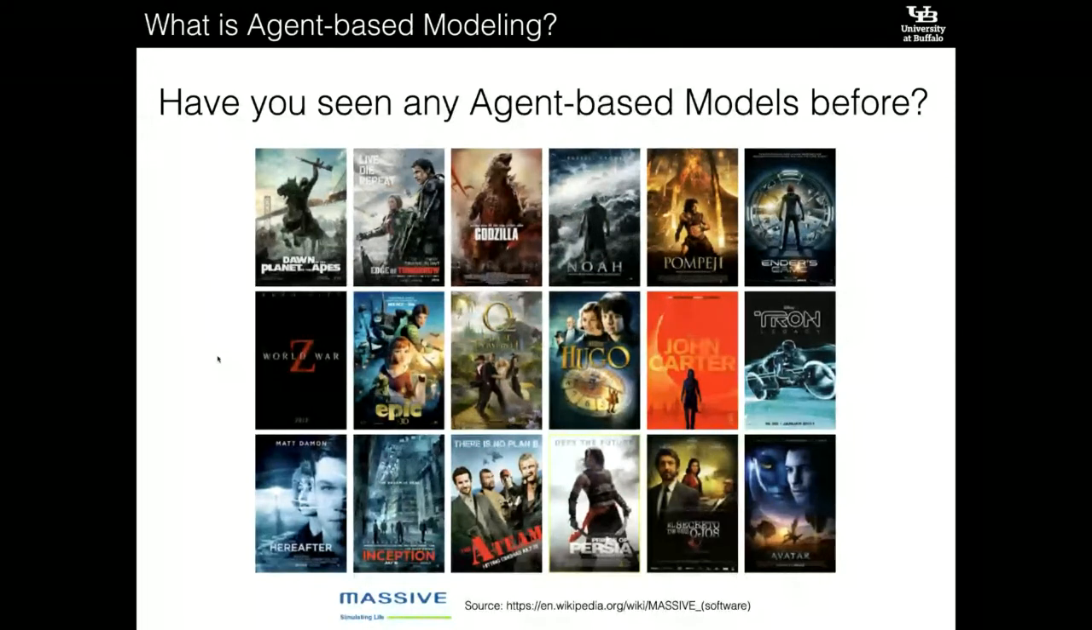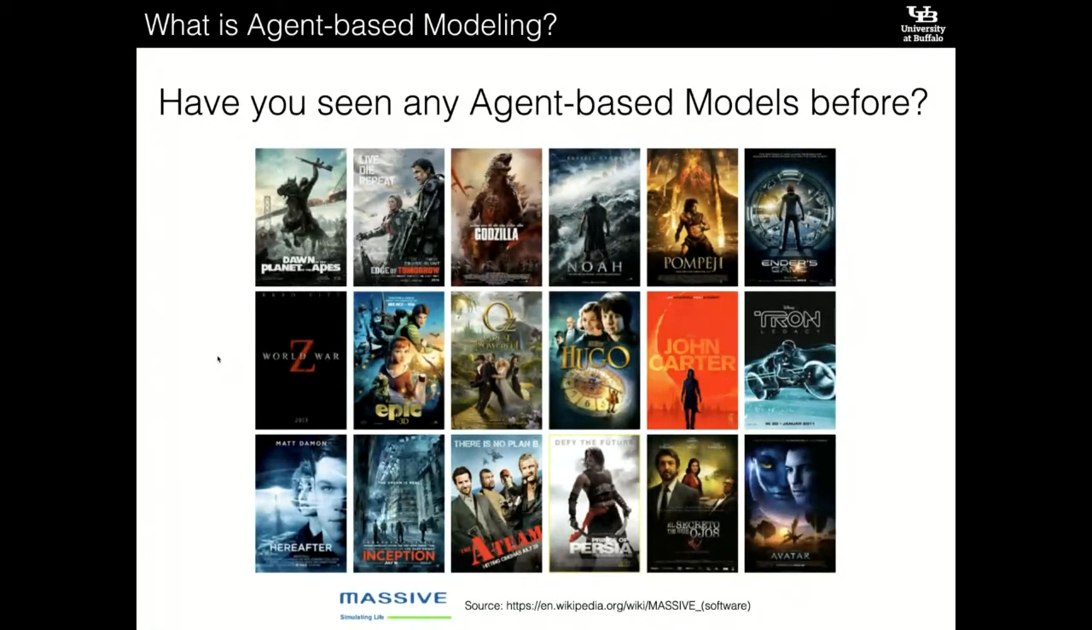In these types of simulations, or in these movies, agent-based models have to replace these large casts of extras, so to speak. So the large fight scenes that you see in Planet of the Apes, the swarming of the Daleks in Doctor Who, in World War Z, the zombies crawling over the wall in Israel, things like that.